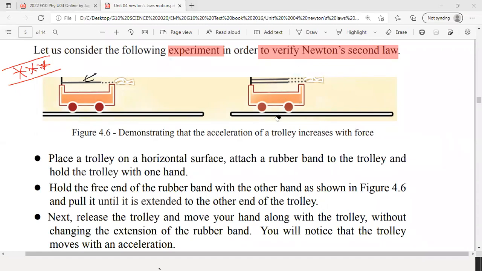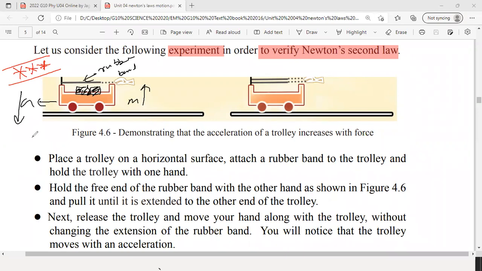With the same trolley, you can put an extra weight, an iron block, and then apply the same force. You pull the trolley, you pull the rubber band and release it. Then it will move forward. So what happens now? When the mass increases, acceleration will decrease. So that is the relationship between the mass and the acceleration.